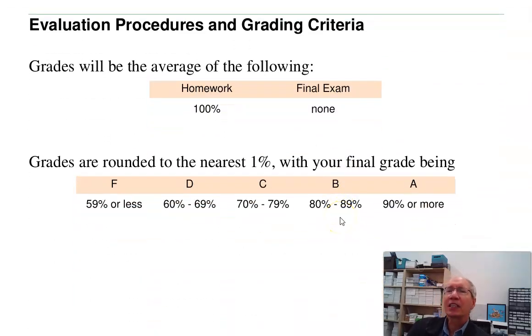In terms of grading this class, grading is 100% based on your homework scores. So do the homework. You need to do the homework to pass the class. And grades are rounded to the nearest 1%. If you got 90%, you got an A. 80%, you got a B. 70%, you got a C, and so on.